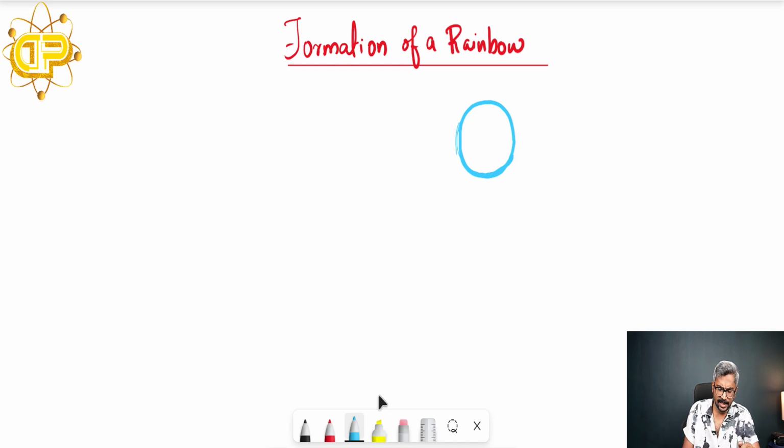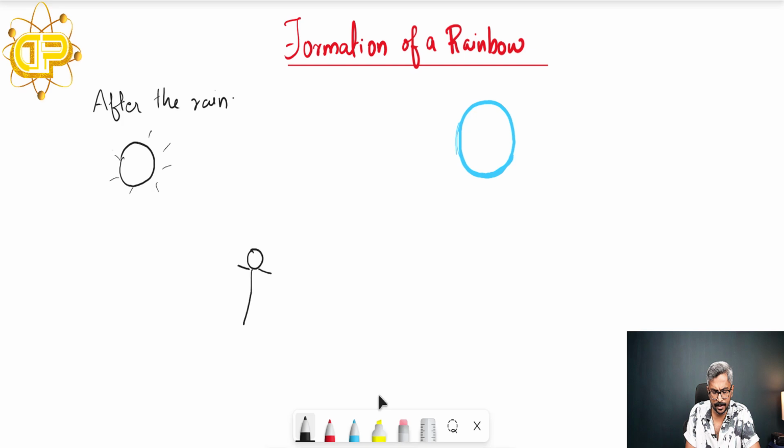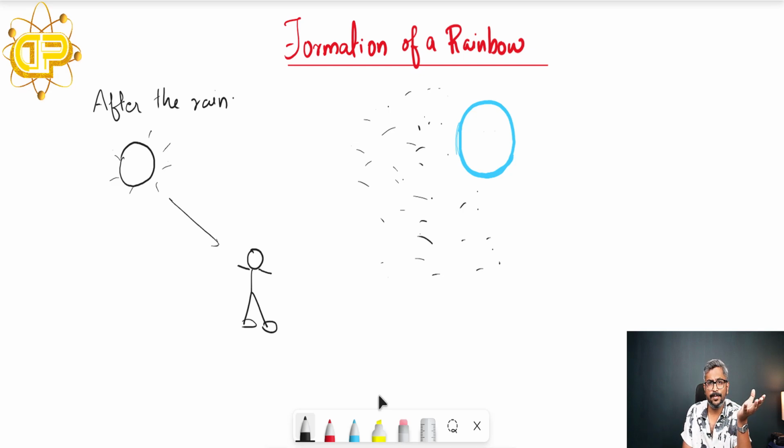Rainbow is actually formed after the rain. You can just observe that after the rain. And the specialty of a rainbow is that, just imagine that if this is the sun, the person should stand here and see the rainbow in such a way that the sun is at the back side like this. And after the rain, small droplets of water, or water vapor, will be there in the atmosphere.